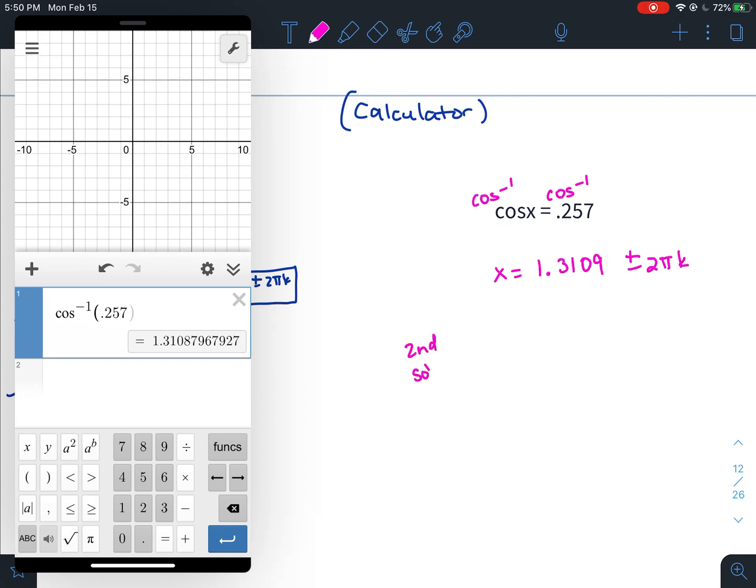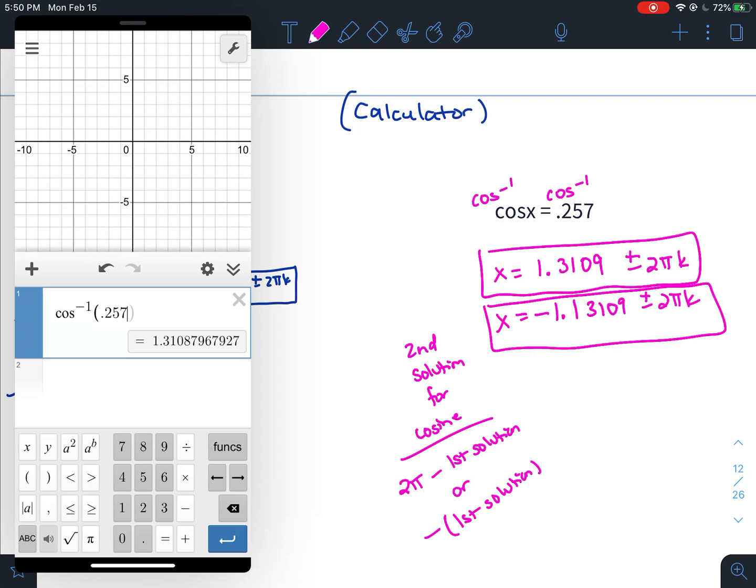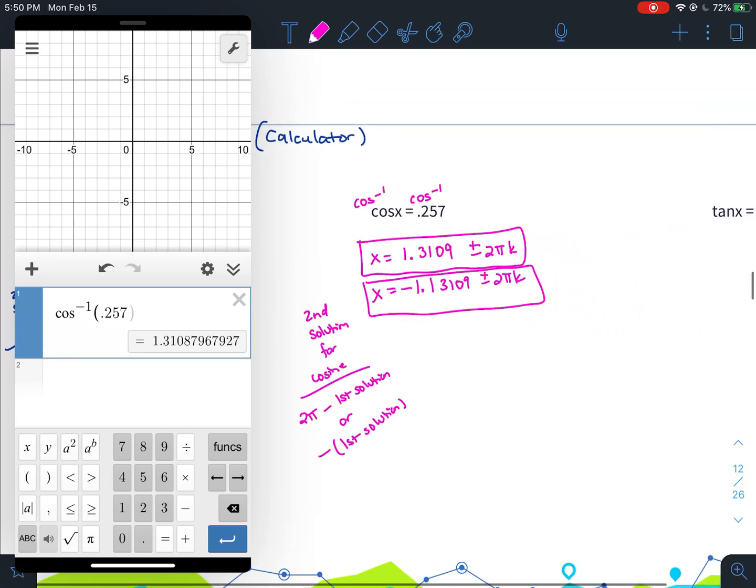And then your second solution for cosine, you can do two different things to get it. You can do 2 pi minus the first solution, or you can do the opposite of the first solution. And I think that's the easier way of doing it. So my second solution is just going to be the opposite of the first solution. So negative 1.31, and then plus or minus 2 pi k. And those would be my two solutions, and then plus or minus the period k.